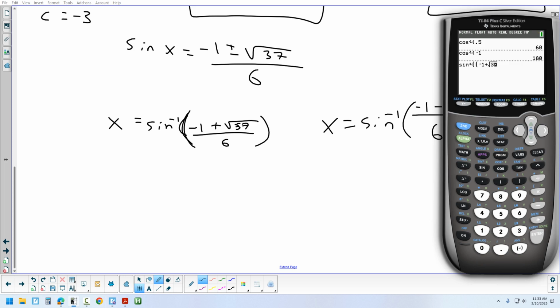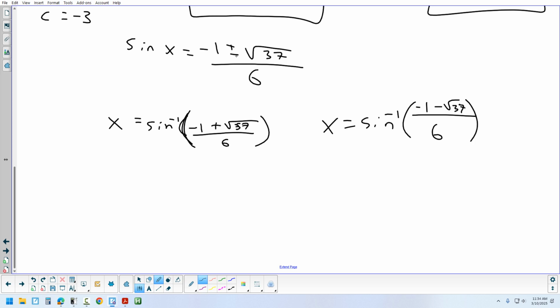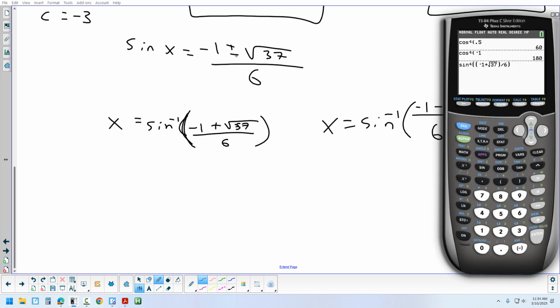plus root 37. So it's going to do the top first, and then we're going to divide by 6. Yeah. Did you split it into two equations because of the plus minus? Yes. Okay. Yeah. Okay, so let's write that down. We got negative 1 plus root 37 over 6. I think you want to type it just like that. But let's do it in radians.